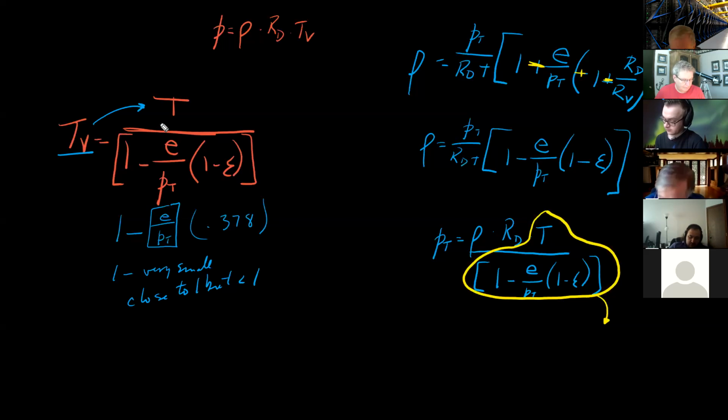So in essence, TV varies with T. Correct. The virtual temperature will always be a little bit higher, because it's in the denominator. Which is what you see on the skew T.